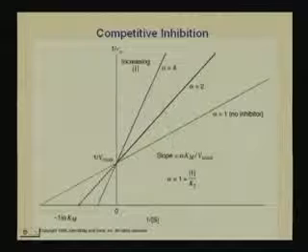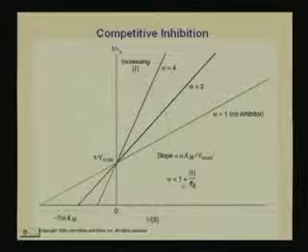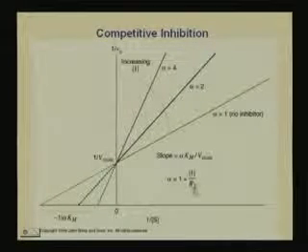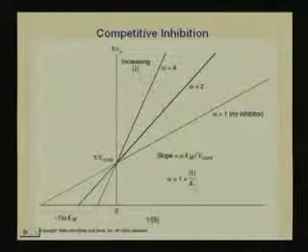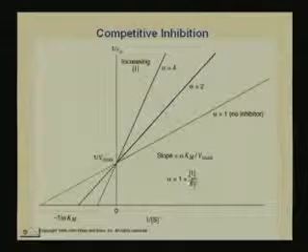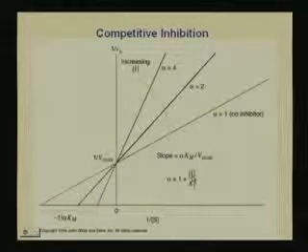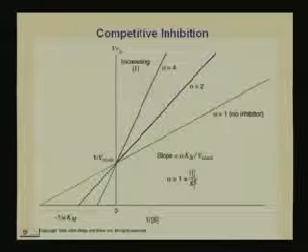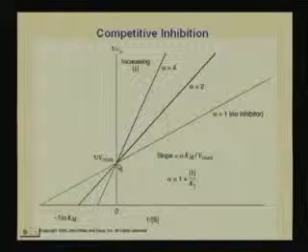Now remember that this alpha that we spoke about was what? 1 plus I by Ki. Okay? So when alpha is 1, it means the concentration of I is 0. If the concentration of I is 0, it means that I have an uninhibited reaction. So my alpha is 1, which essentially means that my Km is what I would have in a normal Lineweaver-Burk plot. So I have no inhibitor here.